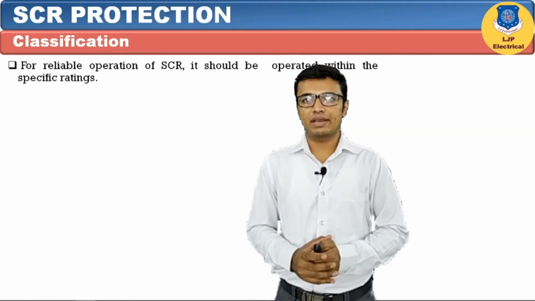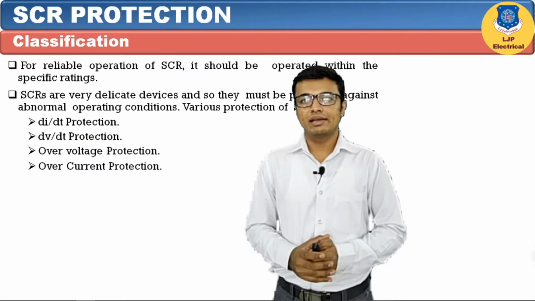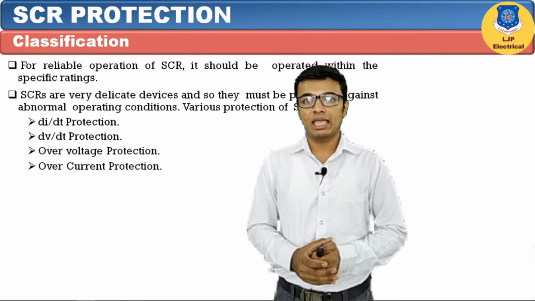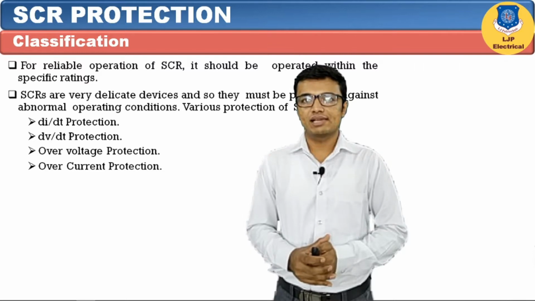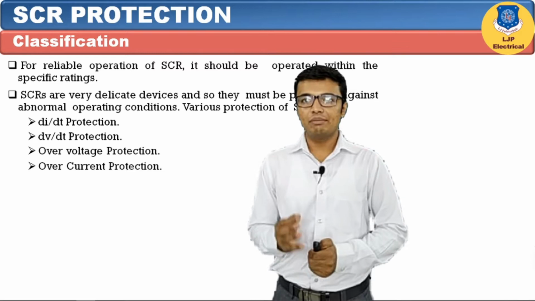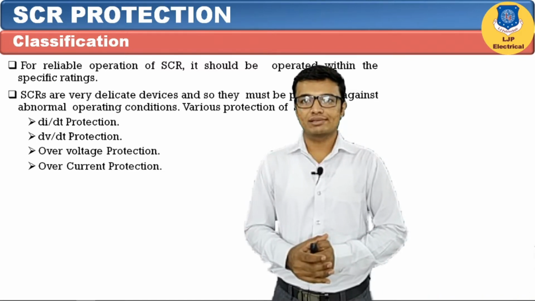Let's see what the classification of the protection circuit is. Protection circuits can be classified as di/dt protection, dv/dt protection, overvoltage protection, overcurrent protection, etc. Protection of SCR is necessary because SCRs are very delicate devices, and so they must be protected against abnormal operating conditions, and various protections are listed above. Let's start with the first protection, that is di/dt protection.